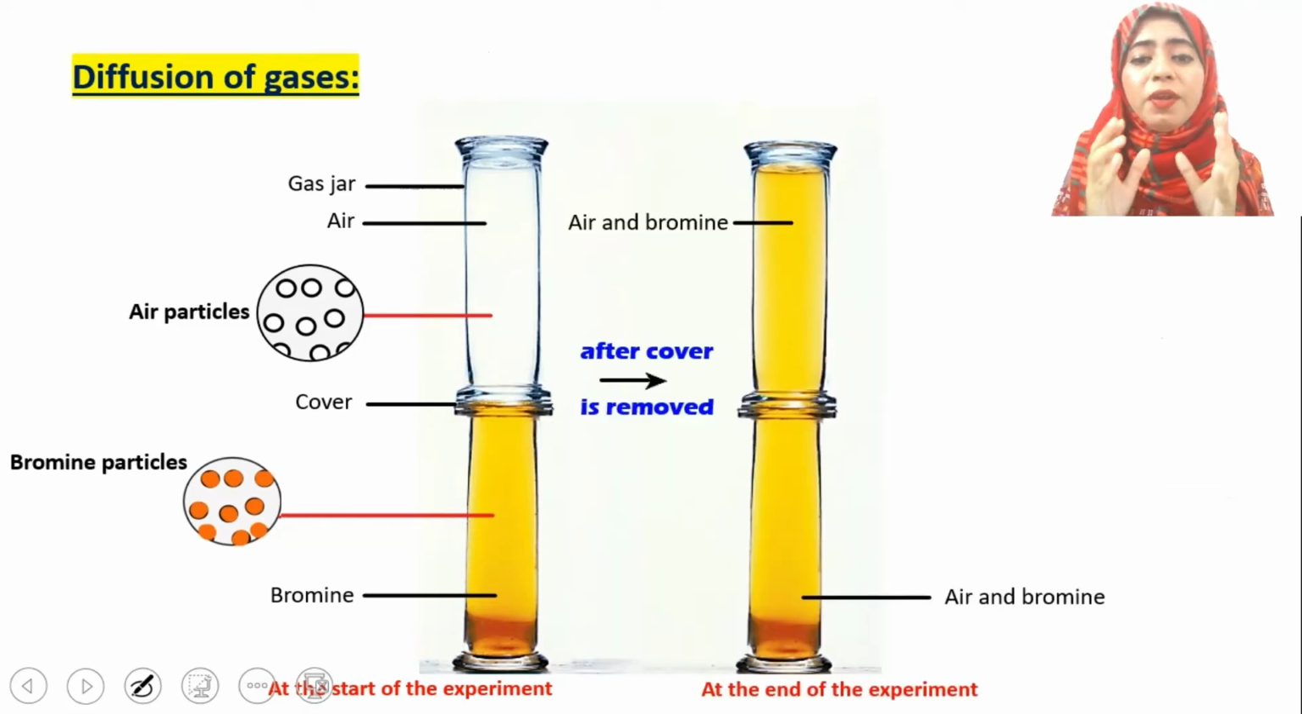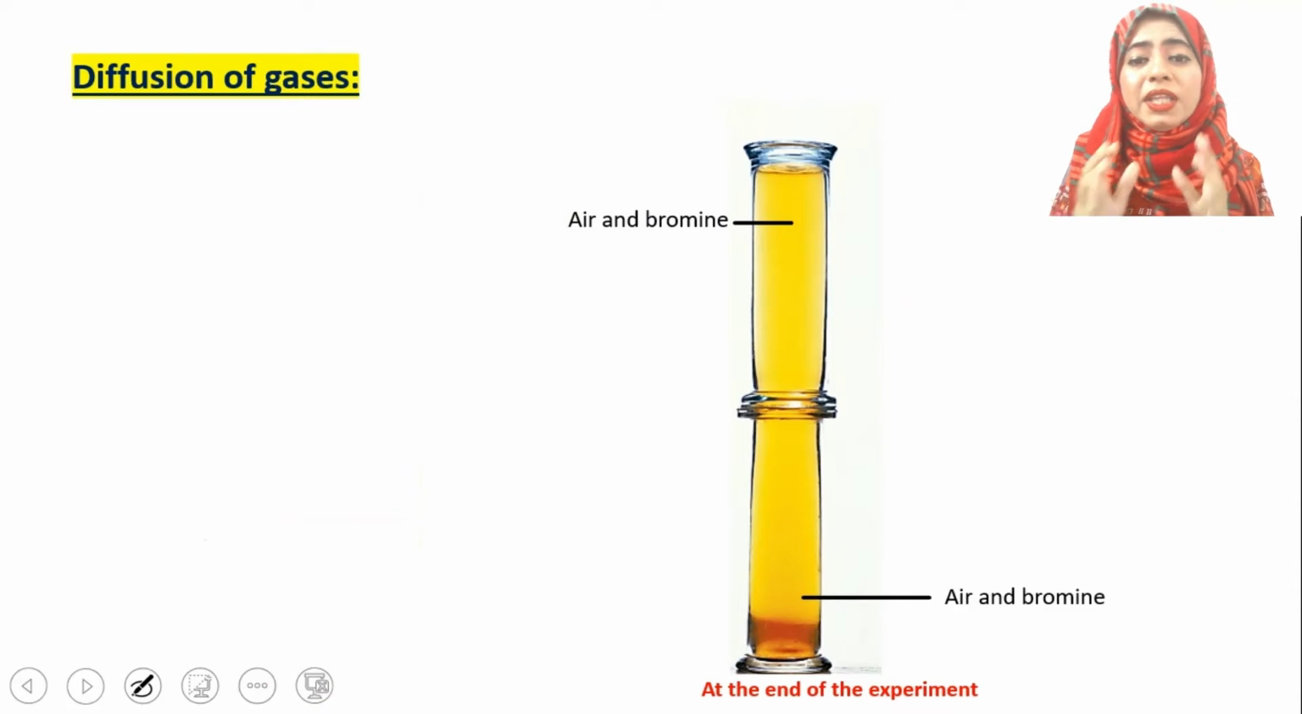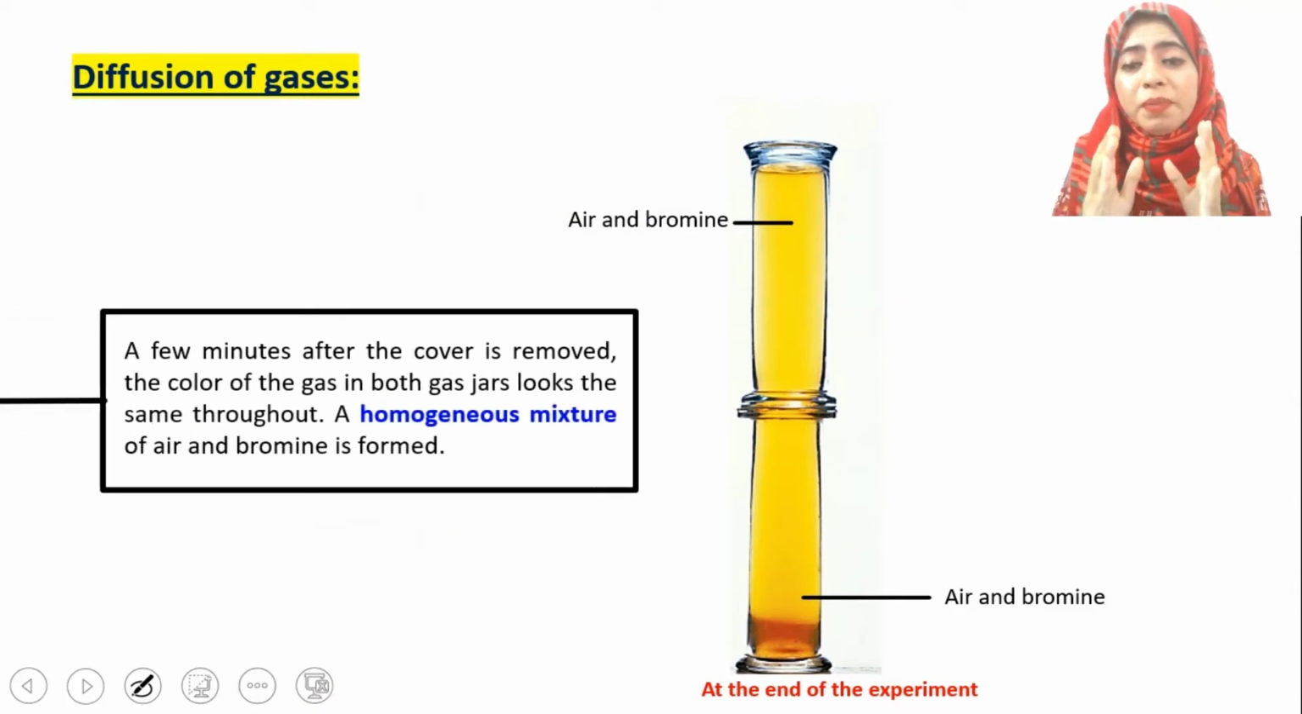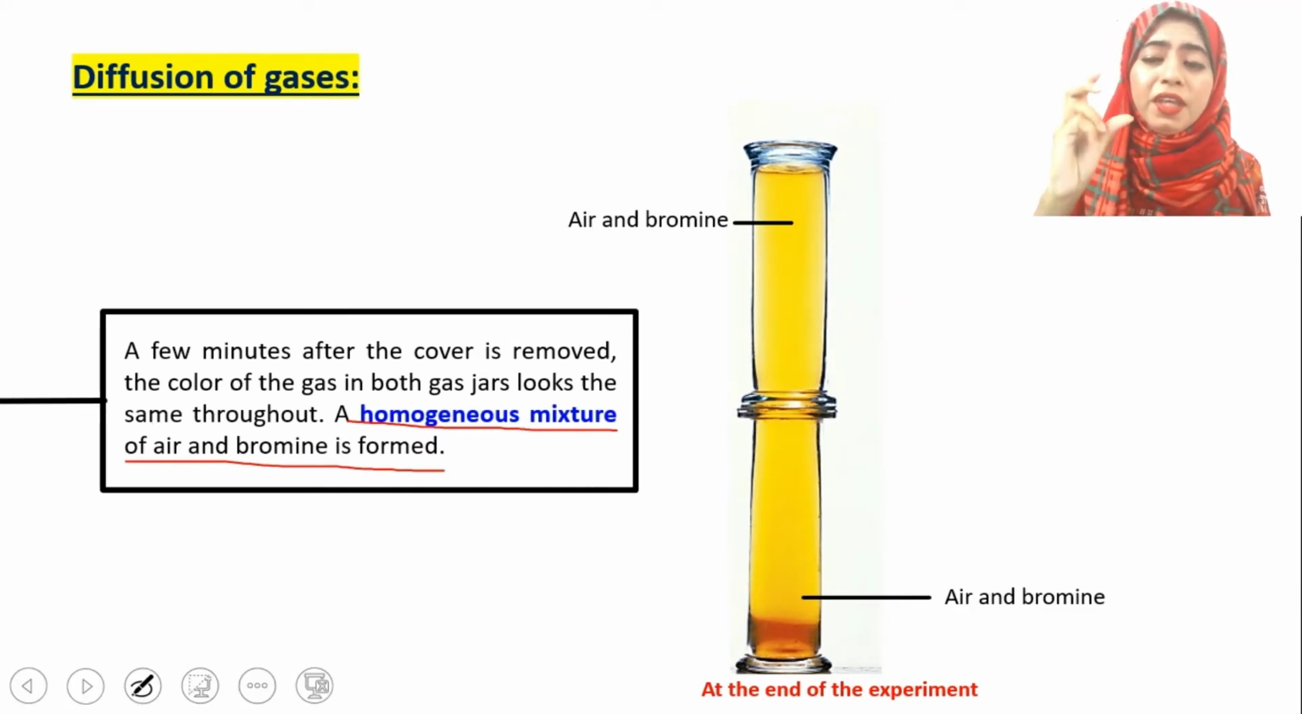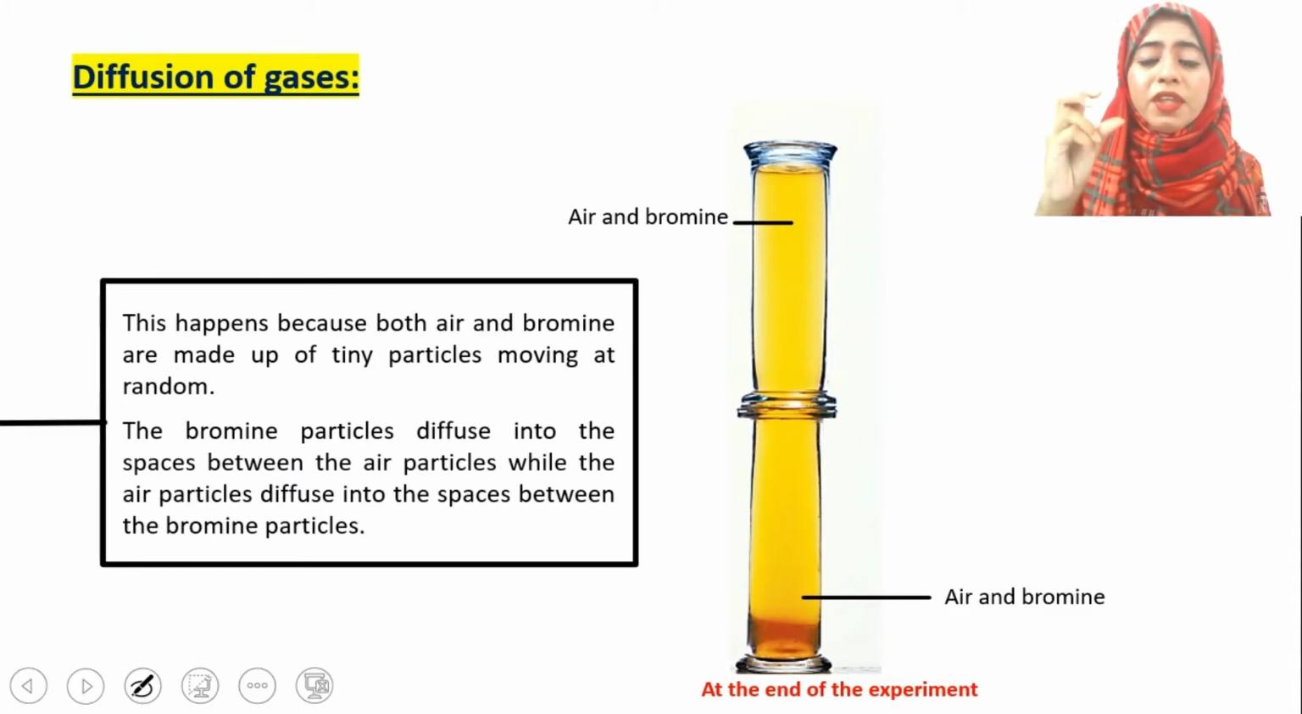If we remove the cover between them, soon after some time the air and bromine will start mixing with each other, and we can see the color in both jars. After some time, they will make a homogeneous mixture in both jars. Here the word homogeneous means we have the same color throughout both jars and the same composition of air and bromine throughout both jars.